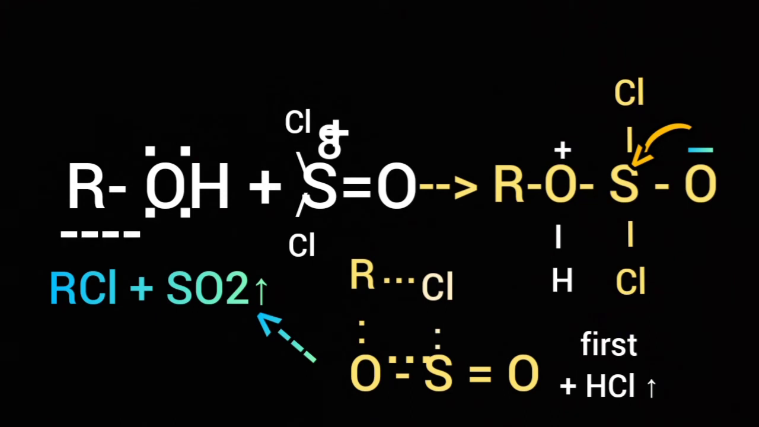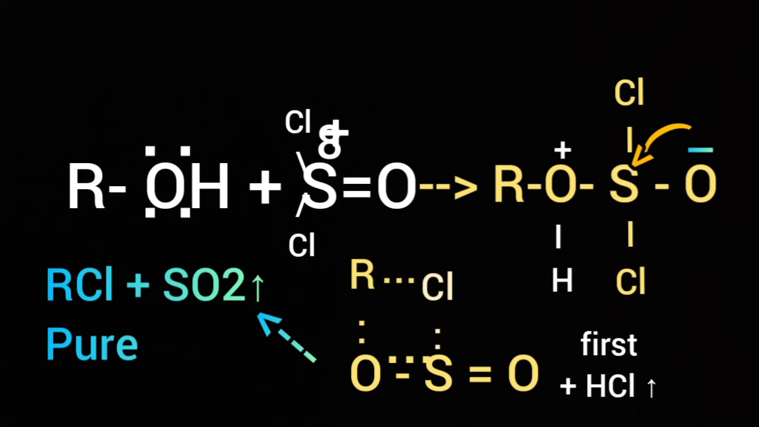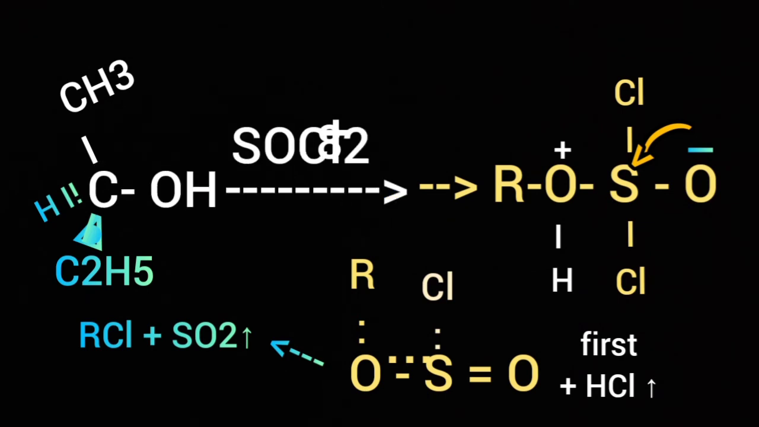If R has a chiral center in the alcohol, then retention of configuration will be obtained. Let us take a carbon atom containing CH3, H, C2H5 and OH. You see the product as shown on the screen. Here OH is just replaced by chlorine, so retention of configuration occurs.